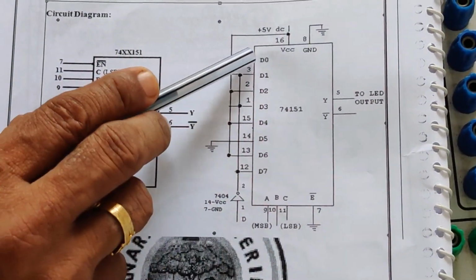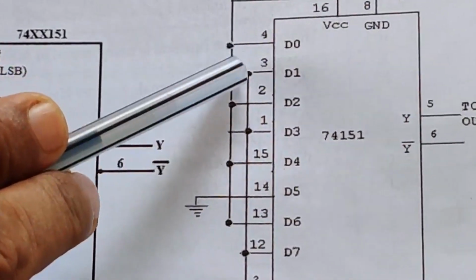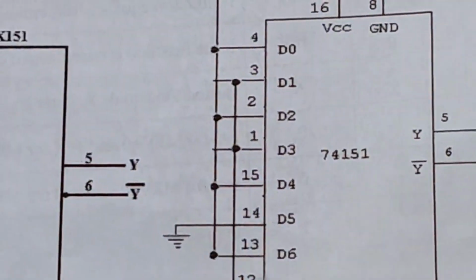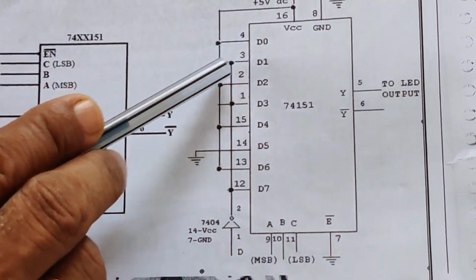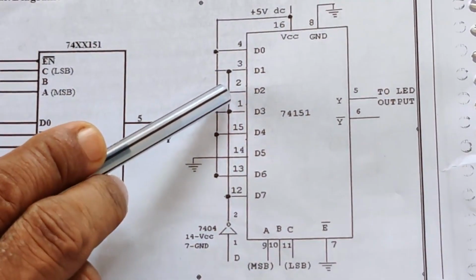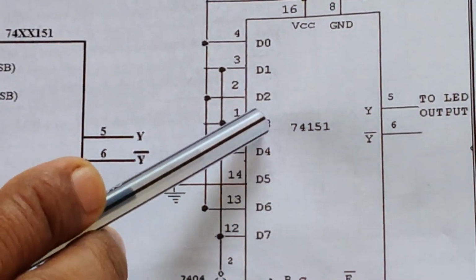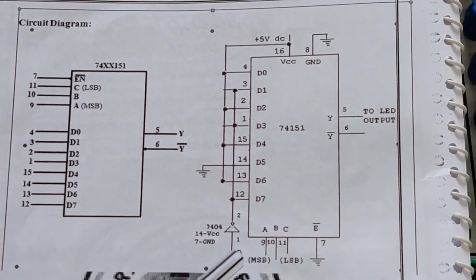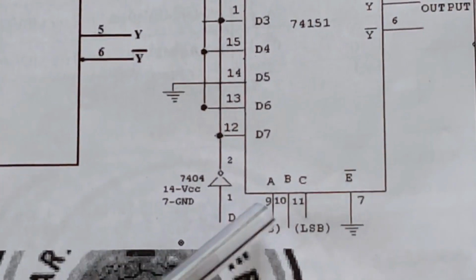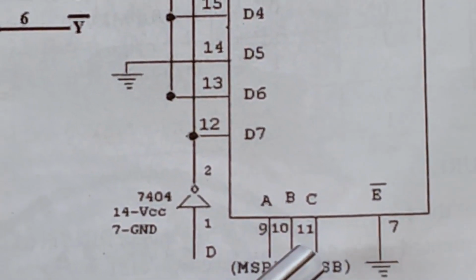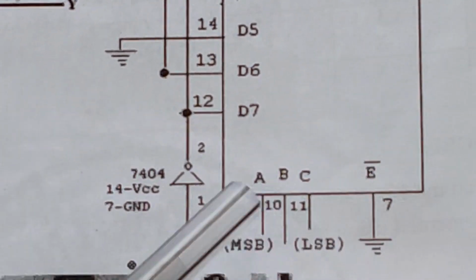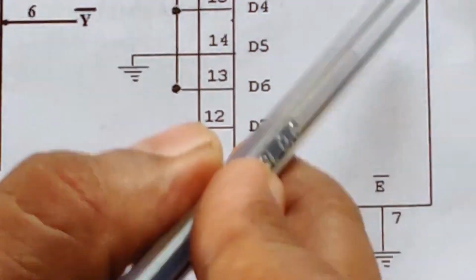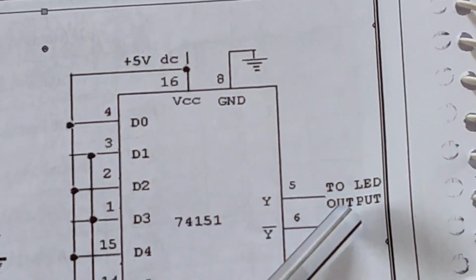The others are the data pins. Pins 4, 3, 2, 1 are data pins. For example, pin number 4 is D0, pin number 3 is D1, pin number 2 is D2, pin number 1 is D3. Other than this, we have control lines A, B, C, which are pin numbers 9, 10, 11, and Y is the output.